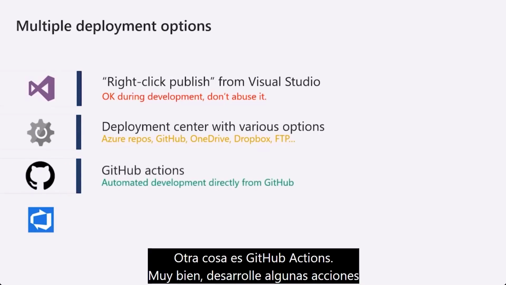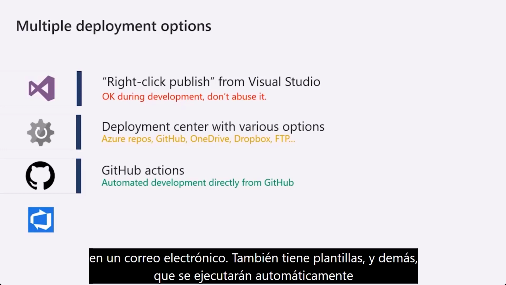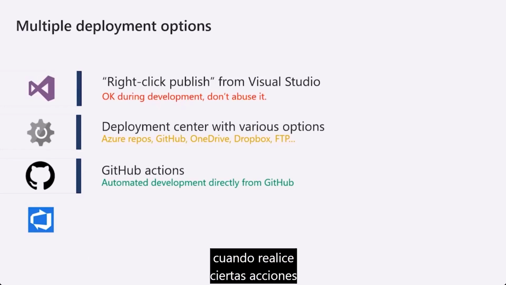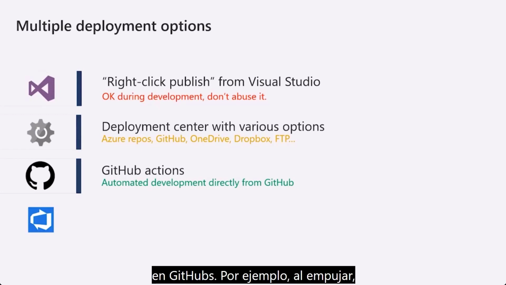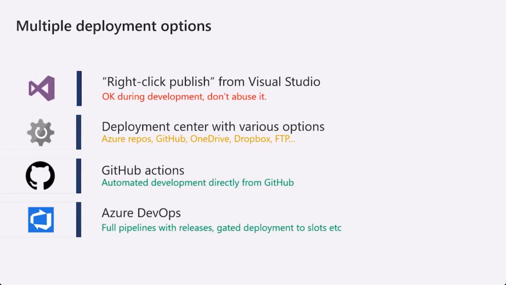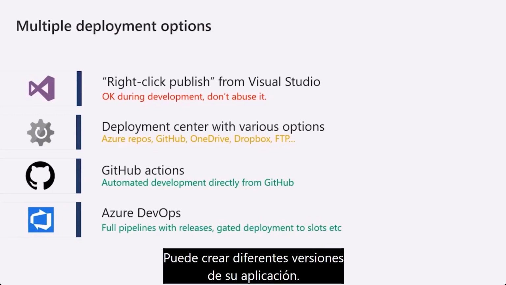Another thing, of course, is GitHub Actions. All right, you develop some actions in YAML. You also have a lot of templates, etc., and then they will run automatically when you do certain actions in GitHub. For example, pushing. And of course, Azure DevOps, which allows you to do full pipelines. You can create different releases of your application.